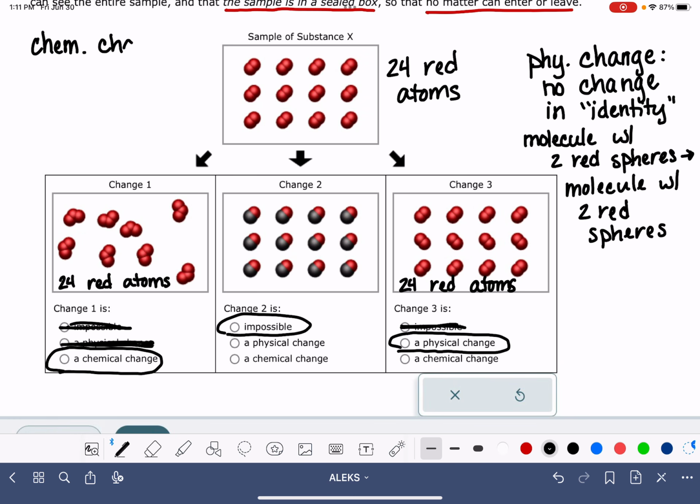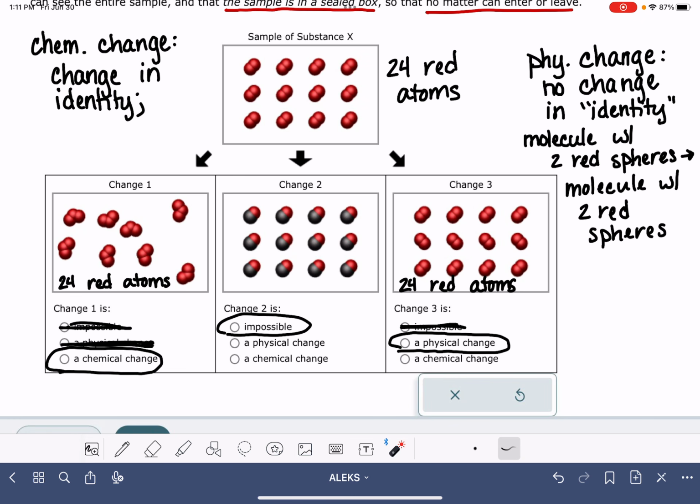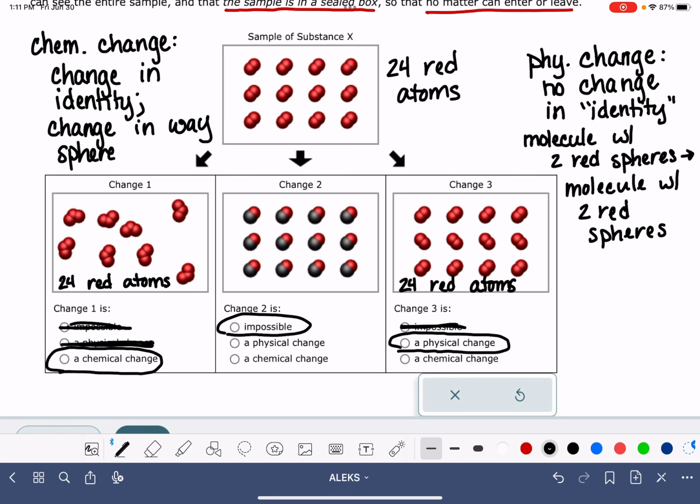A chemical change is when something undergoes a change in identity. And in terms of a problem that is structured like this, change in identity is going to be represented by a change in the number of spheres that are attached to each other in a particular molecule, or just a change in the way the spheres are connected. The change in the way that the spheres are grouped together. I'm going to use that word, grouped or connected to each other. So in this problem, we're starting with 2 spheres that are grouped and we're ending with 3 spheres in a group, and that is a chemical change.